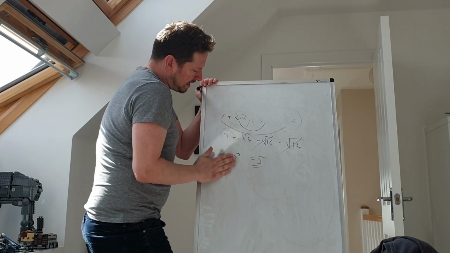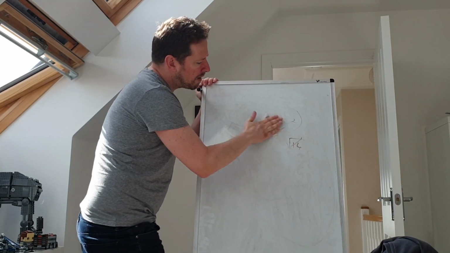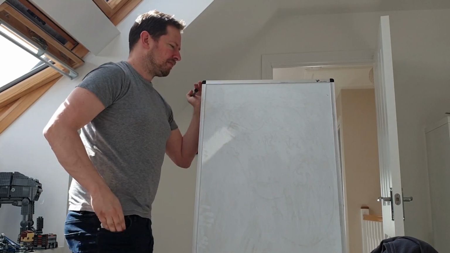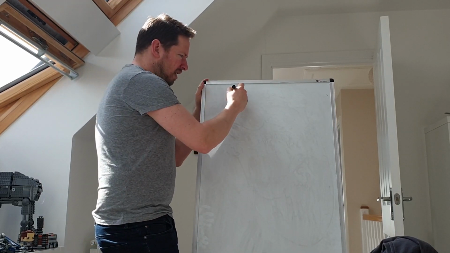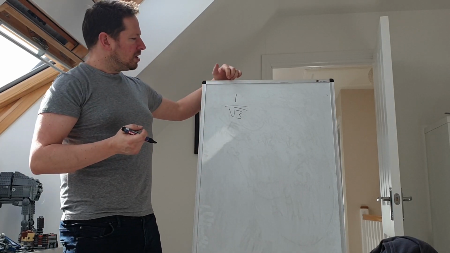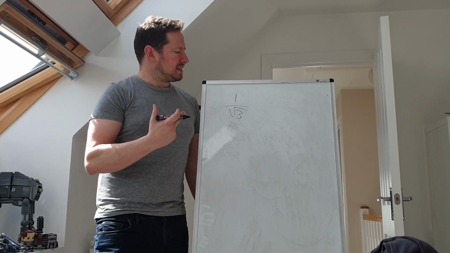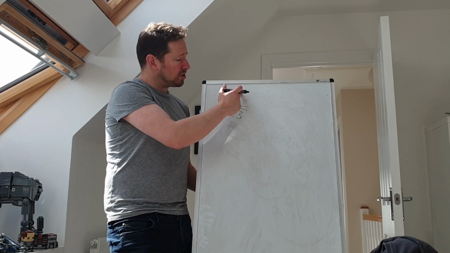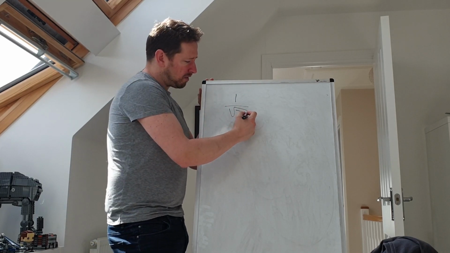Now, rationalising is where we've got a square root on the bottom of a fraction. So if we've got that, 1 over square root of 3. It's considered bad form in maths if we've got a square root on the bottom, so we're going to times the top and the bottom by the square root of 3.